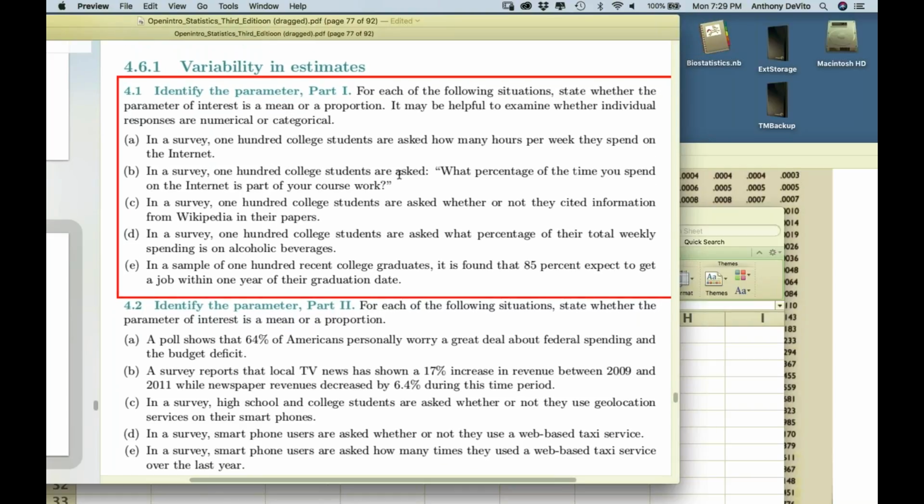In a survey, 100 college students were asked, what percentage of the time do you spend on the internet as part of your coursework? Ooh, that's a little tricky, right? Percentage. So one student might say 10%. Another student might say 45%. Another student might say 60%. That's also a mean. You take the average of the percentages that they report.